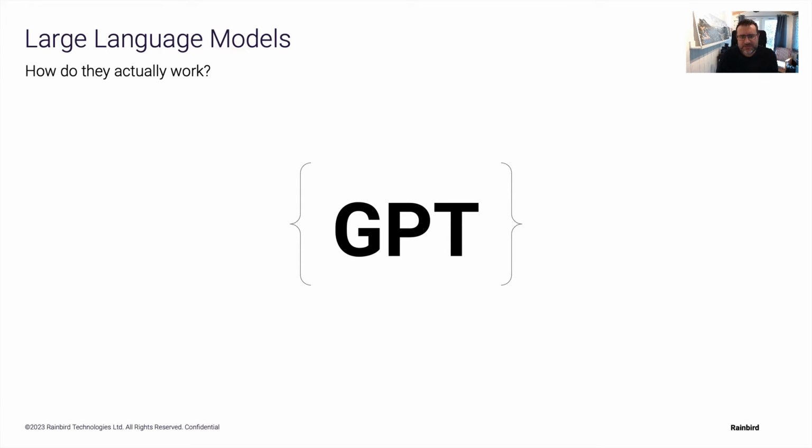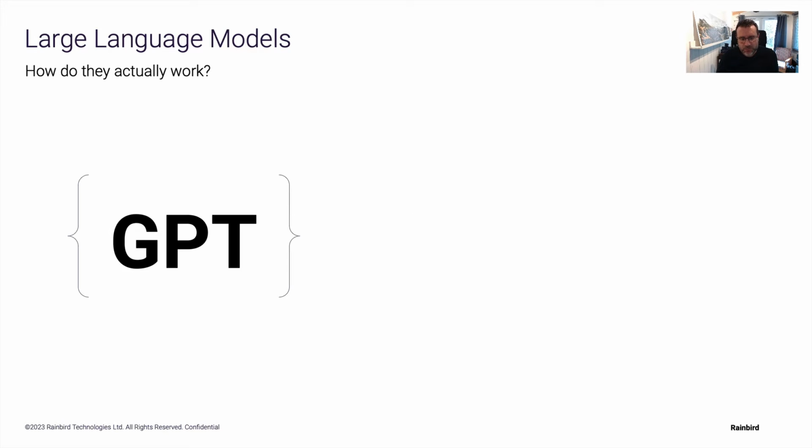Okay, so I said we'd talk about large language models and how they actually work. I think given all the excitement that there is around ChatGPT, and actually GPT being the leading approach to making large language models work, it makes sense to look at the GPT architecture and what's really going on behind the scenes here. So GPT, what actually is it? Well, the clue is actually in the acronym GPT.